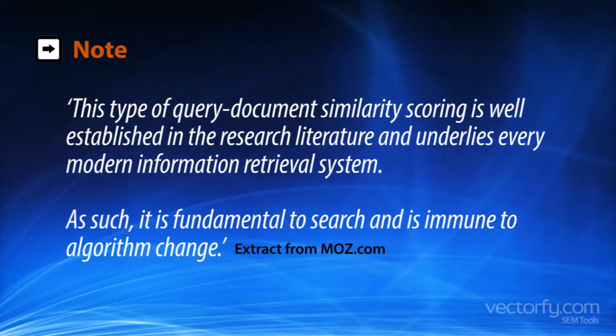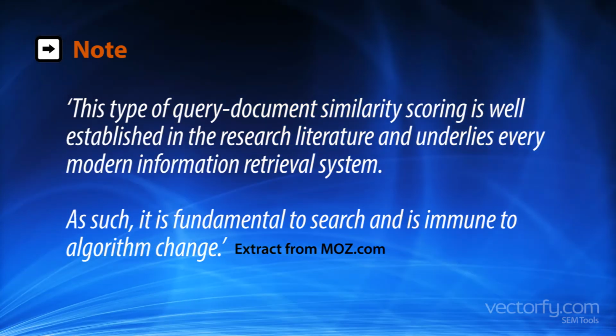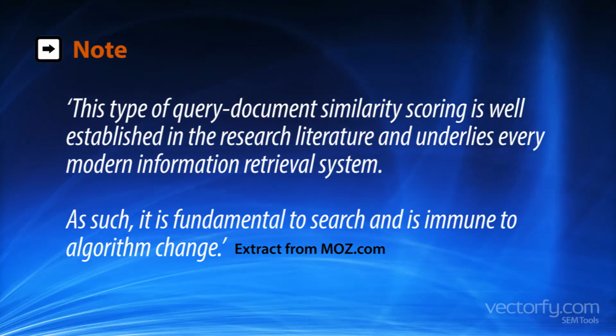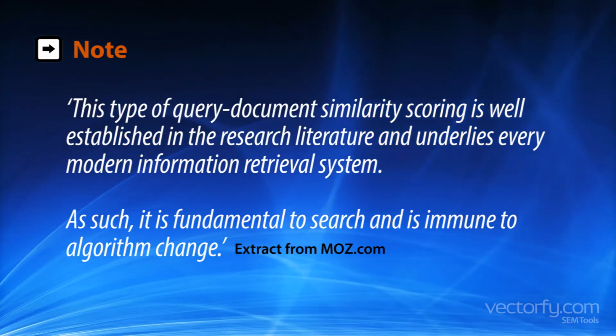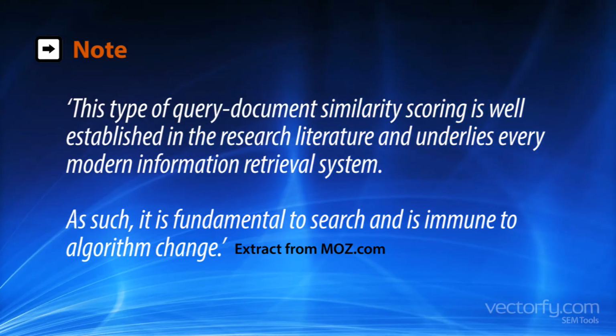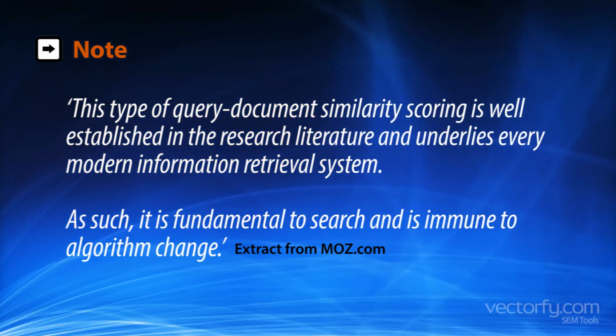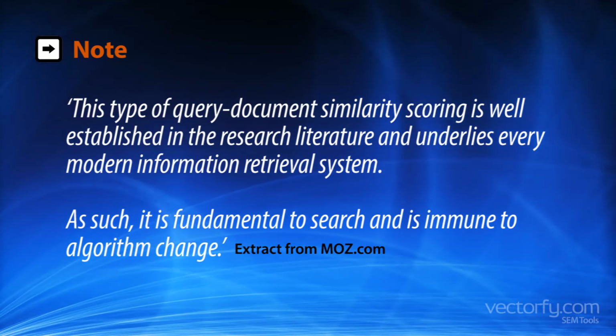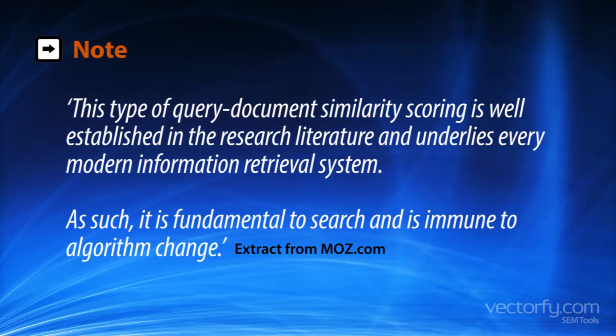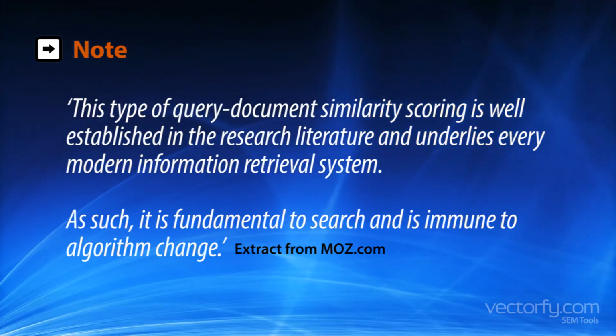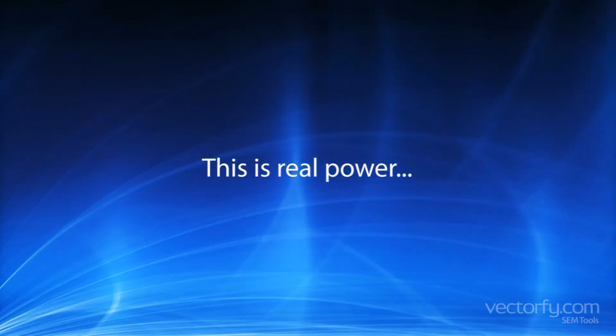How does it do this? Vectorfy uses the mean average data from the top 10 sites at the very moment you use it. So if the algorithm does change, the top 10 sites will change to reflect the new tweaks. Then once you rerun the tool, fresh data is gathered from the new sites that gel with the new algorithm more, and you can tweak your site to match. This is real power.